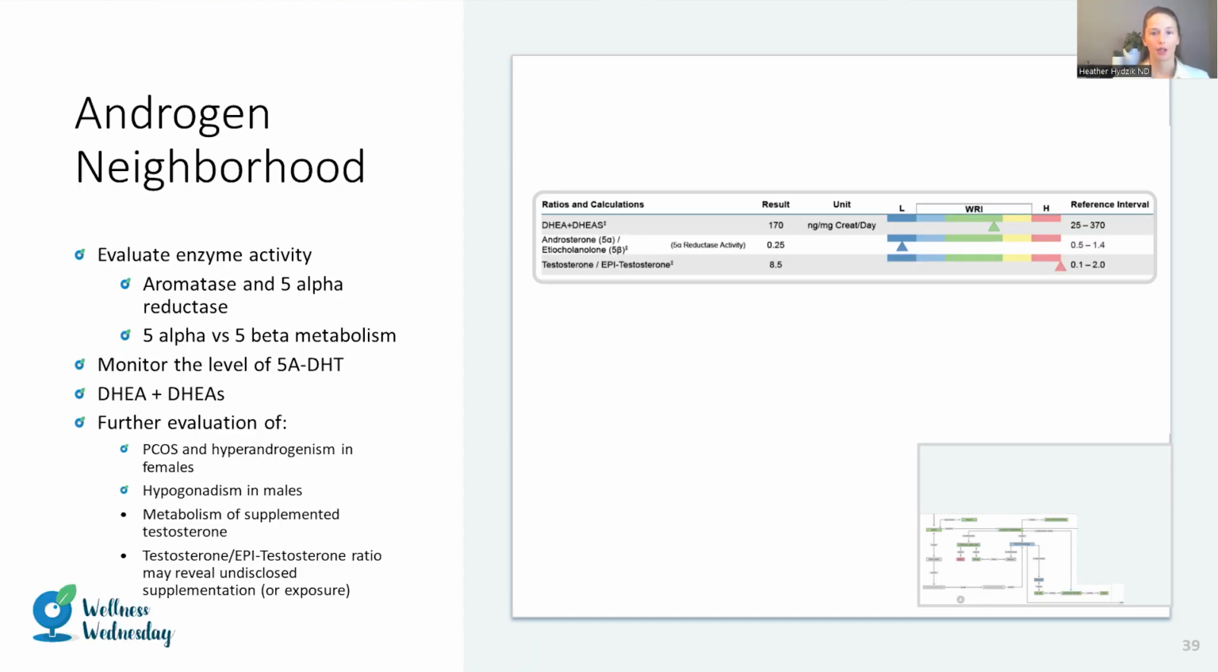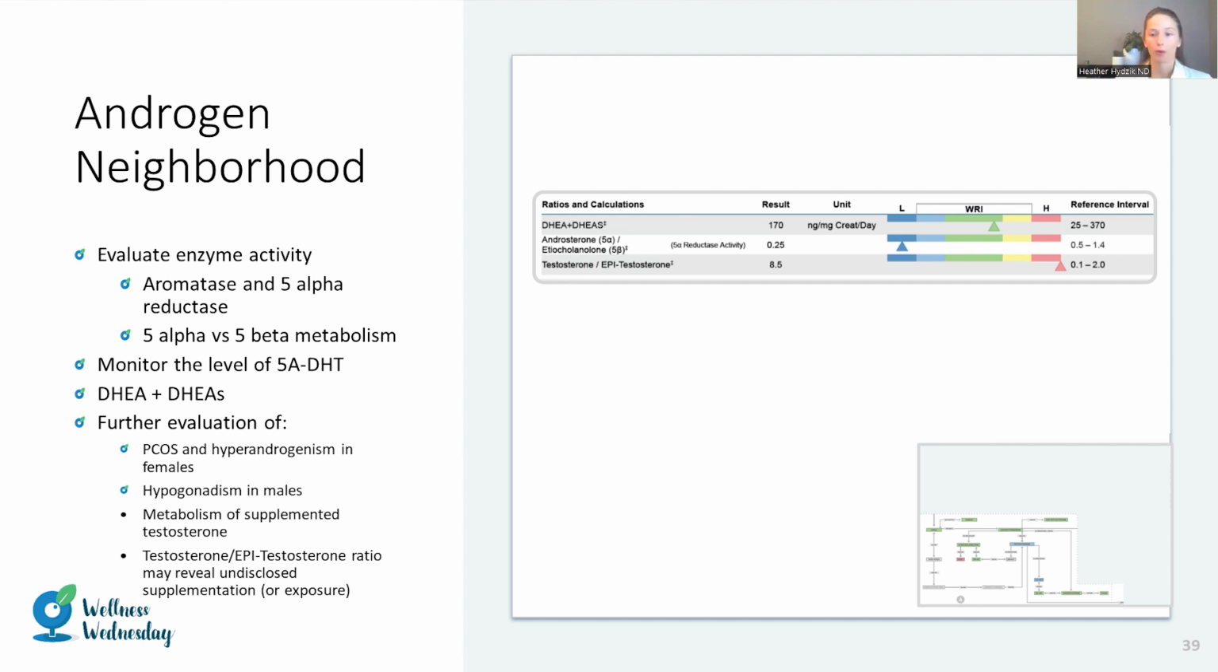Here's the androgen neighborhood. Adding the active DHEA to the sulfated storage form gives you a more comprehensive look at the status of this hormone, because the stored form can be activated into DHEA. So I think it's helpful to look at both of those. So these are the ratios you get in the androgen neighborhood.